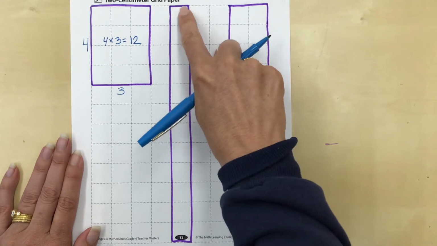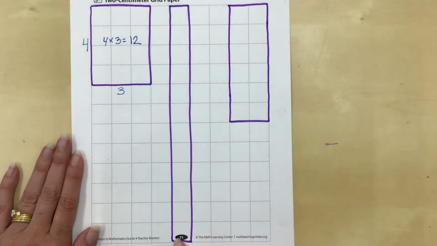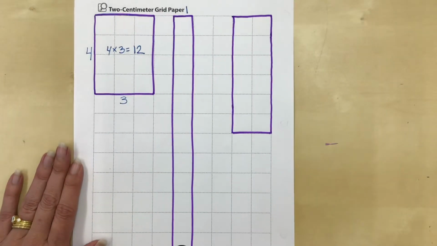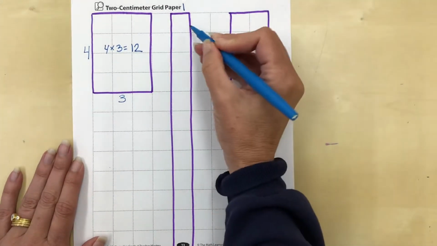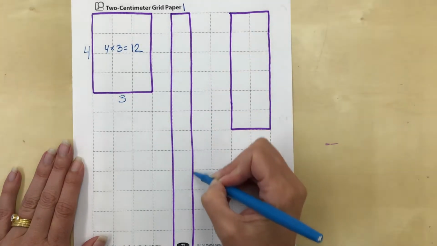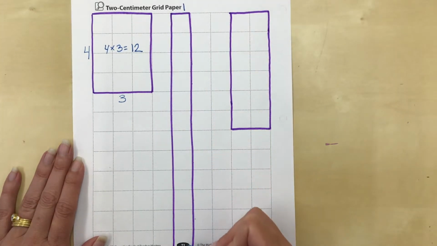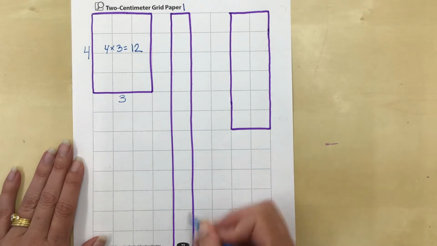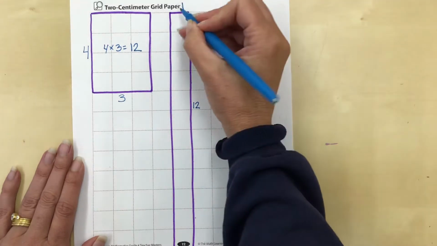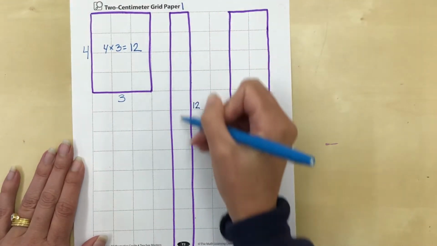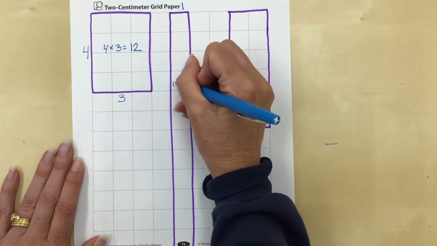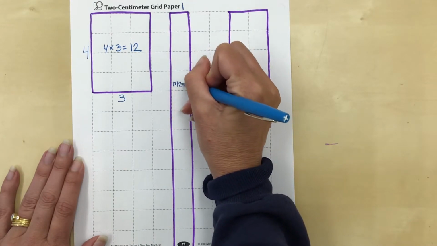Okay, here we have another one. Its dimension of the width is 1. And then the length is 12. So again, the dimensions are 1 and 12, and the area on the inside is 1 times 12, which equals 12.